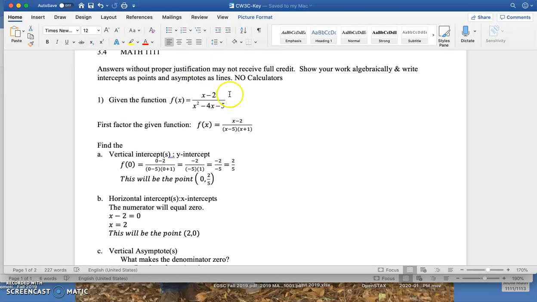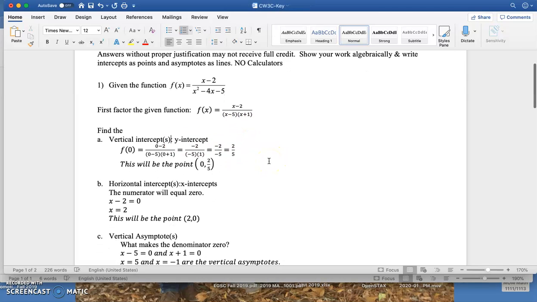I want to see it in both multiplied together and factored form if possible. And now the things that it asks you to do are find, from here, the vertical intercepts. This is also known as the y-intercept. The y-intercept occurs when x is 0.